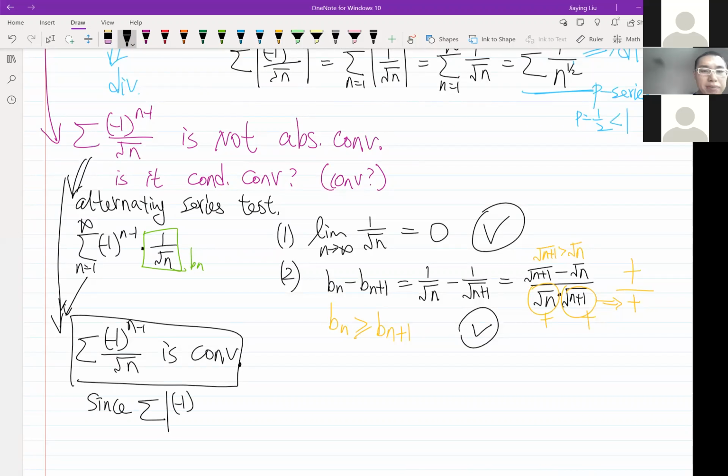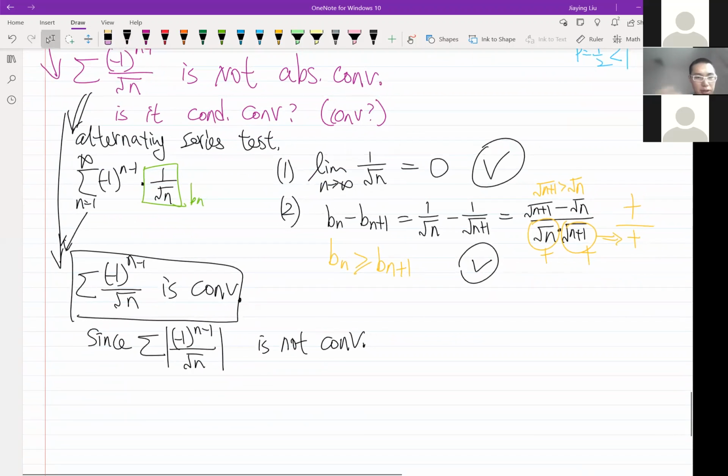Sorry, and I think n minus 1 there. Since this series is not convergent, but the series without the absolute value is convergent, we say the series without the absolute value is conditionally convergent.